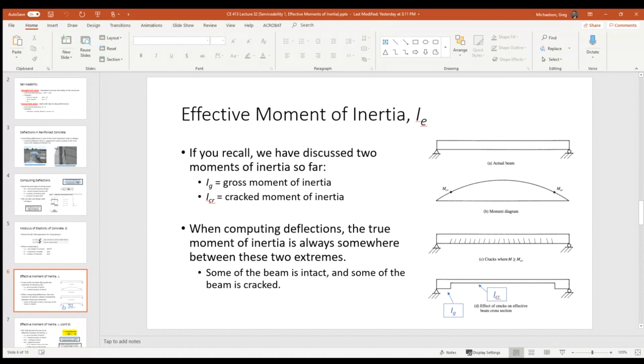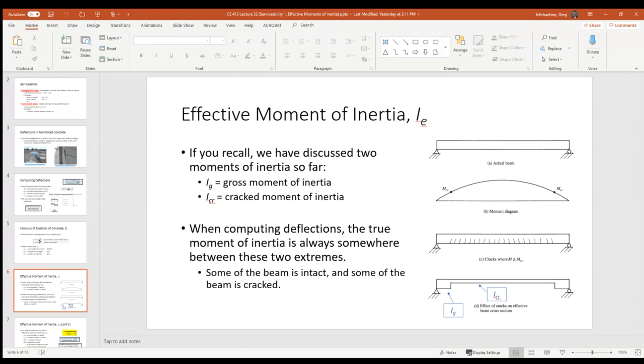Well, remember, let's go back in a time machine to like January and February, and let's talk about the cracking moment. Remember, we have 3 stages of concrete beam behavior. We have its uncracked behavior, its cracked behavior, and then its behavior at the ultimate capacity. And remember, whether or not a beam is uncracked or cracked depends on whether or not the moment is larger than Mcr, the cracking moment. Well, if you look at your moment diagram like this, the ends have a bending moment of 0, and the maximum bending moment is at midspan.